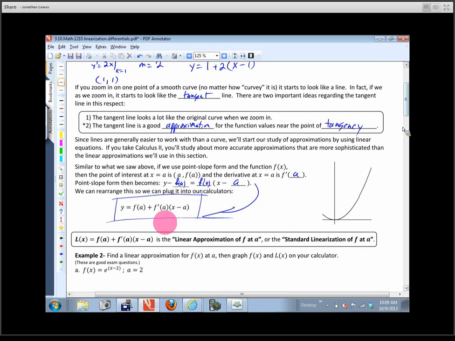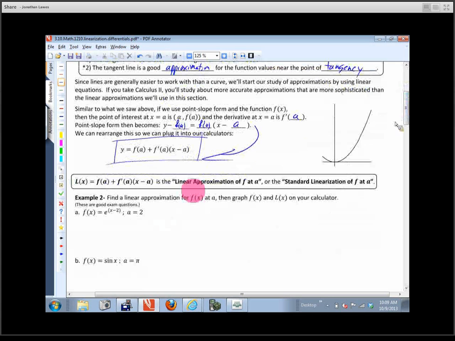All right, so this is what this book calls a linear approximation of f at a. Some books call it a standard linearization. But notice all we've done is taken something that looks fairly familiar, and we just replaced that y with an L of x. So that means this is our linear approximation. Our L reminds us that this is a linear approximation, okay?